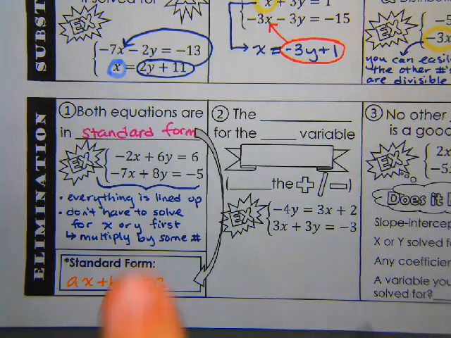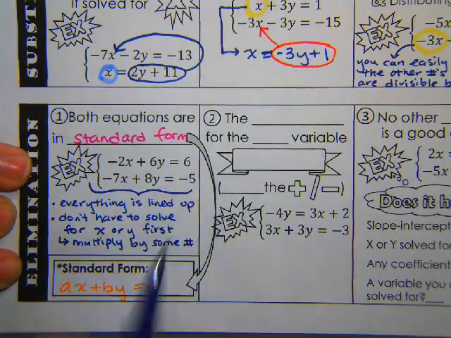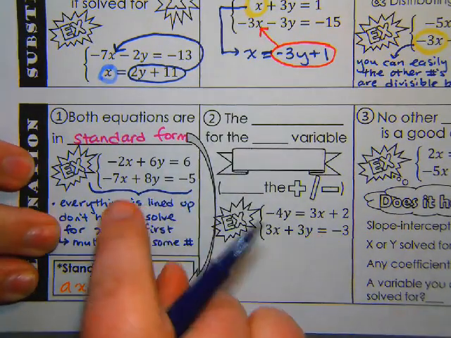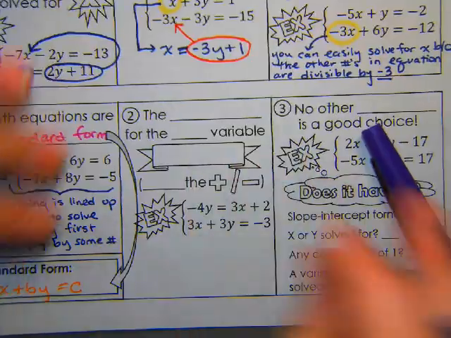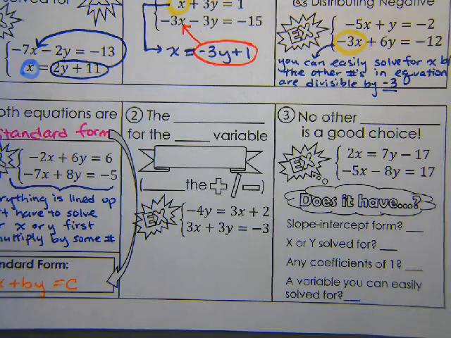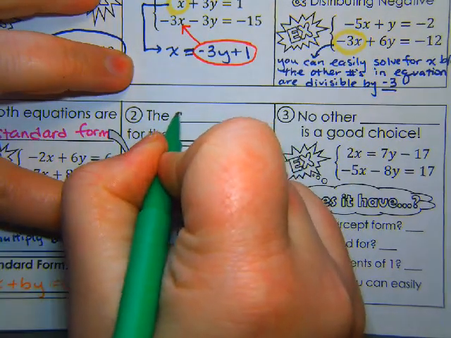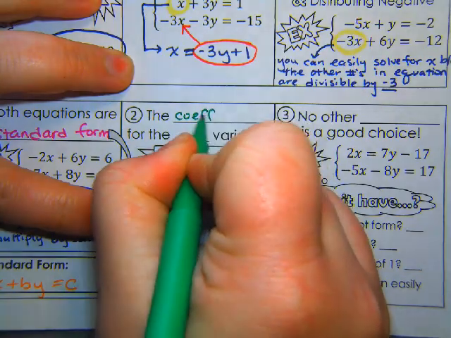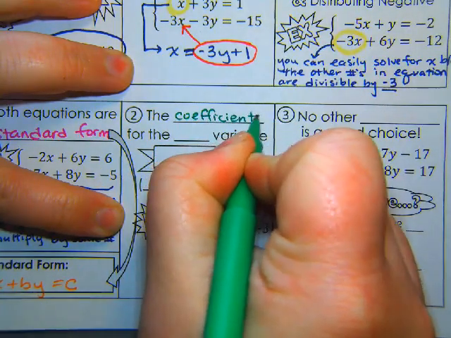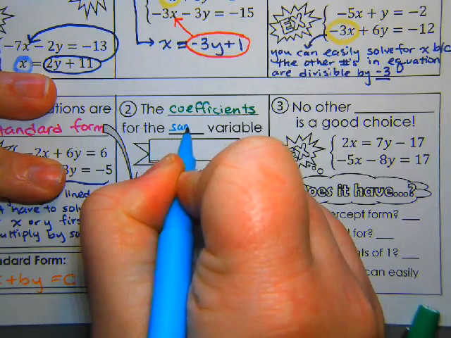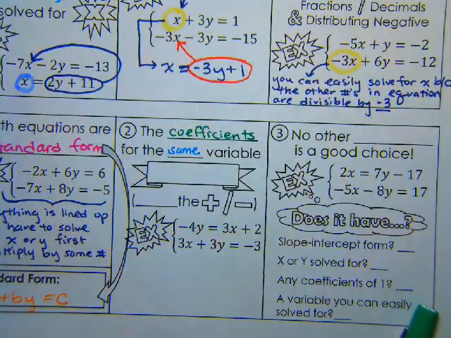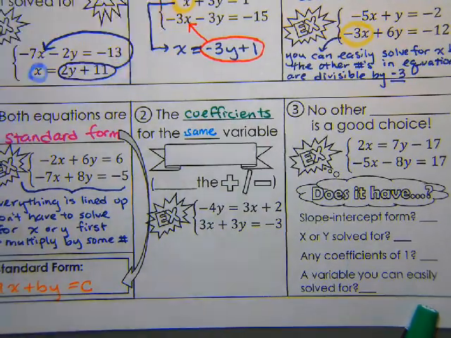Okay? So that's why if they're already like this and there's no coefficients of 1, it's kind of like, let's just get rolling. Okay, another good time to use elimination is if the coefficients for the same variable match.